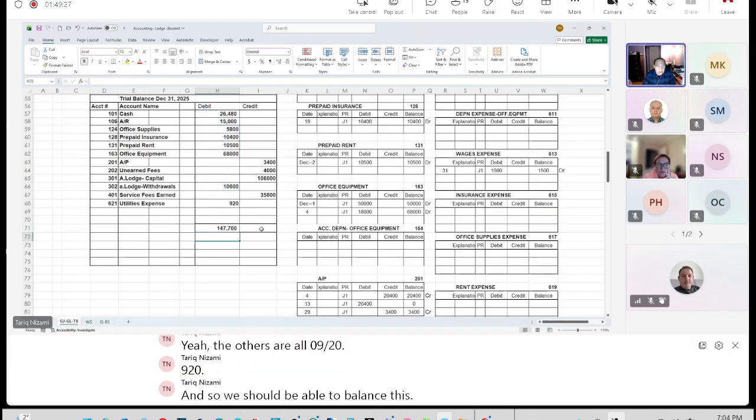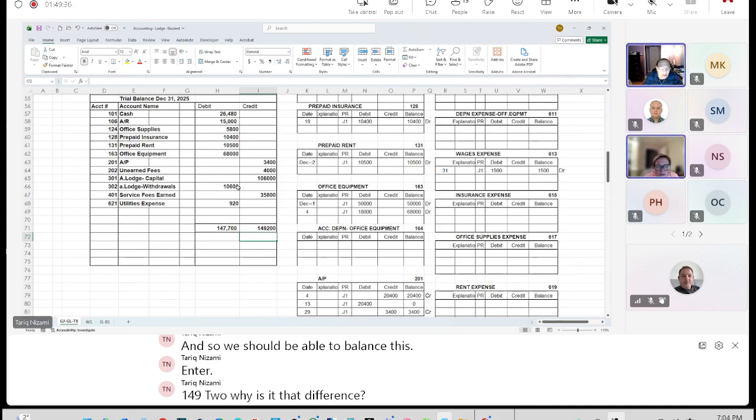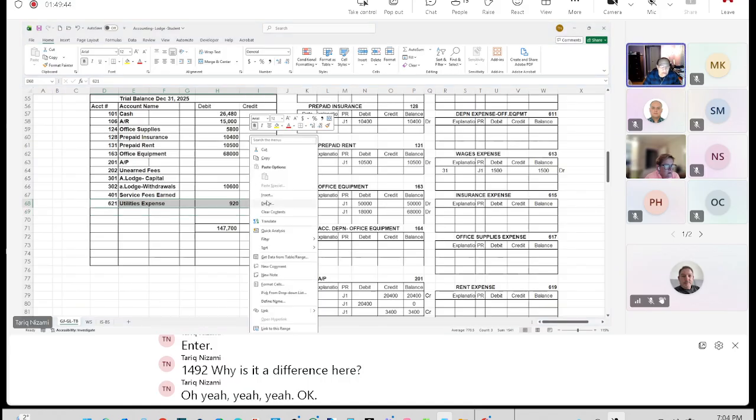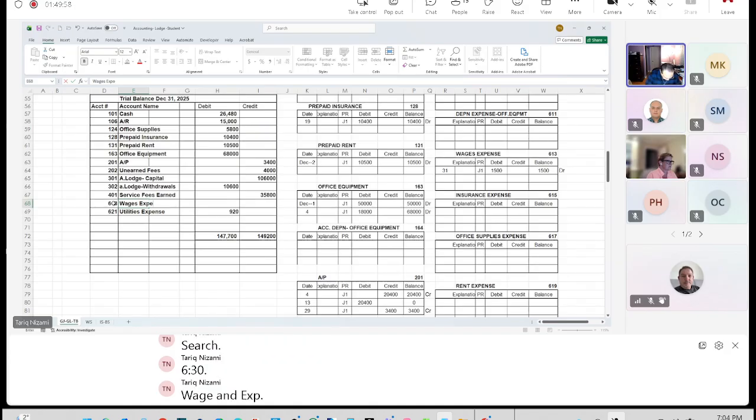Enter 149 too. Why is it a different? Did we do the statement? Wages? I think we're missing wages. Oh, yeah. Okay. $613. Wages expense. And that is 1,500. Okay, that's fine. Thank you.